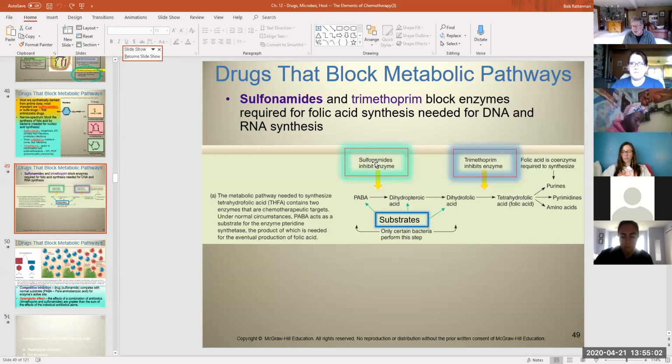Although some people can be allergic to sulfa drugs, or even trimethoprim, I'm sure there are allergic reactions some people might have with those. But for the most part, they don't cause major issues for most people because this is acting on prokaryotes. Does that help answer that?